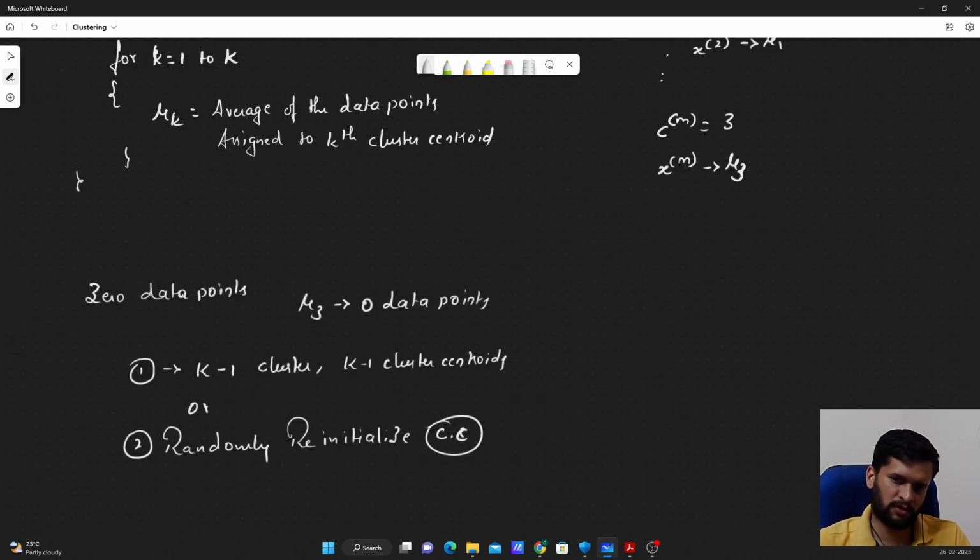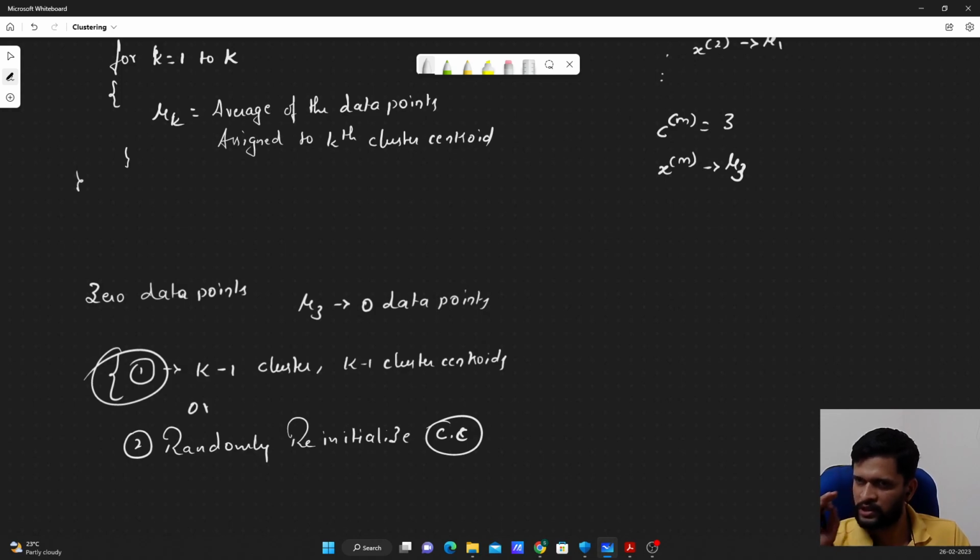So in either of these ways, we can reinitialize or reduce the number of clusters if we get 0 data points in any one of the clusters. More specifically, we will go with the first step, but if we are sure that these data points have this many clusters, we will go with random reinitialization of the cluster centroids.